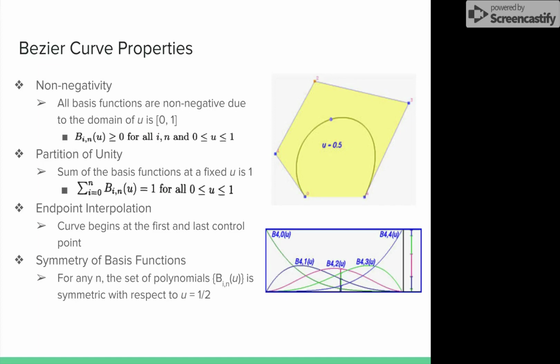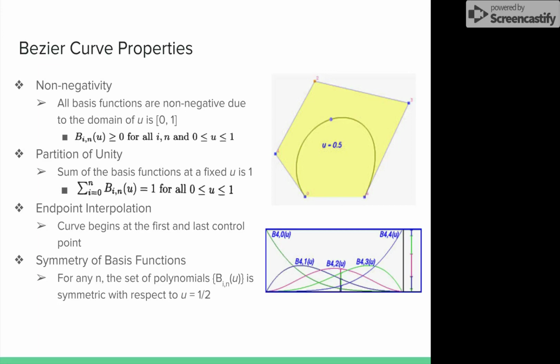And if you look back to the definition, right underneath there, the bolded black mathematical function is the mathematical representation of this specific property. The third Bezier curve property is endpoint interpolation. This property states that the curve begins at the first control point and ends at the last control point. So if you have a bunch of control points, then for the Bezier curve created from all those control points, the beginning of the curve is going to be at the first control point, and the end of the curve is going to be at the last control point.